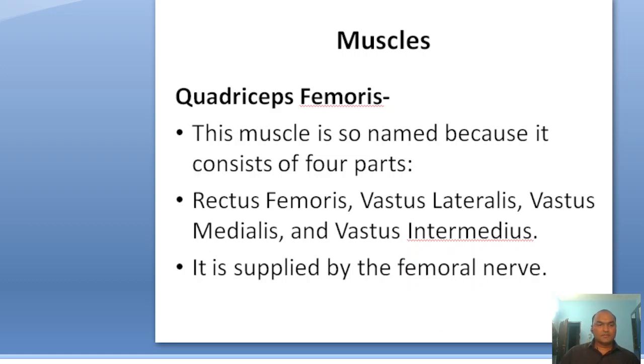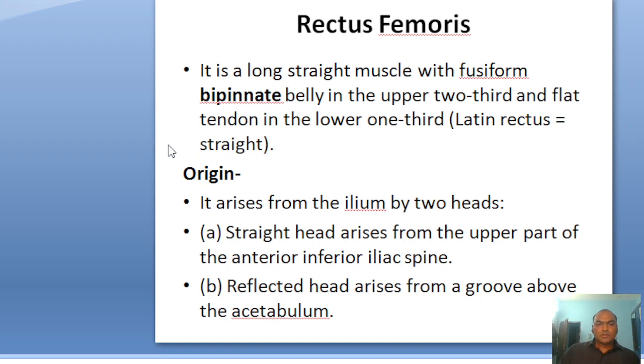These are the muscles present on the front of the thigh. So let us start with quadriceps femoris. The first part of quadriceps femoris is rectus femoris. Rectus femoris is a long straight muscle with a fusiform bipinnate belly. According to pinnate classification, unipinnate, bipinnate, it is the bipinnate type. On both sides of the central tendon, muscle fibers are present. So it is bipinnate in nature.